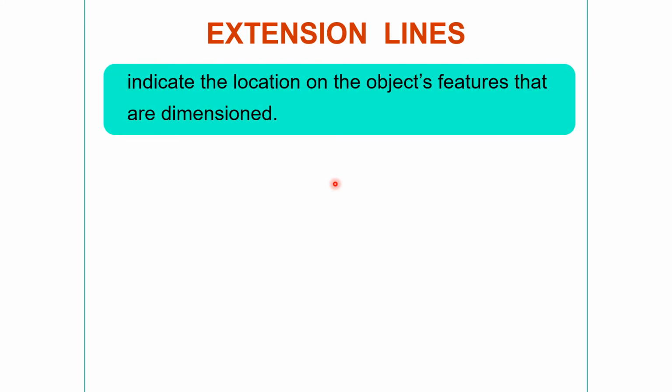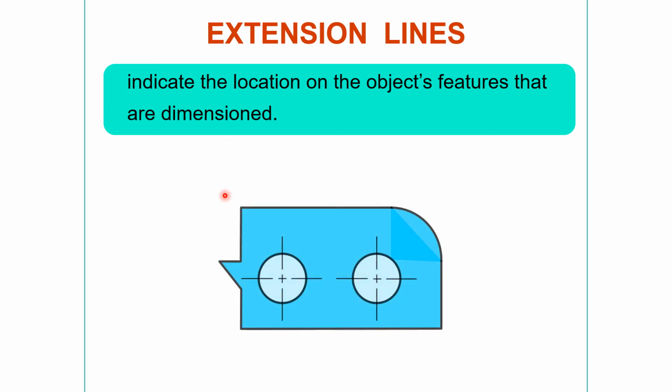Extension lines indicate the location of the object's features that are dimensioned. That is the extension line that indicates the location of the object's features that are dimensioned.